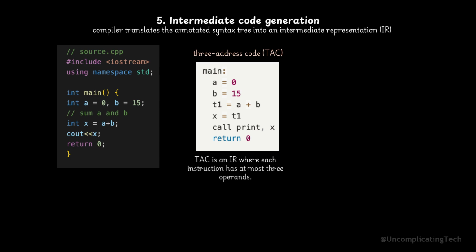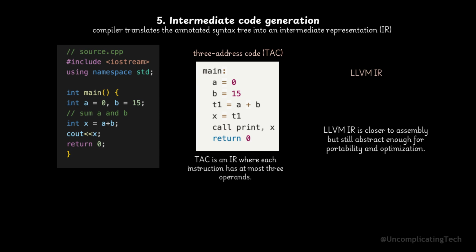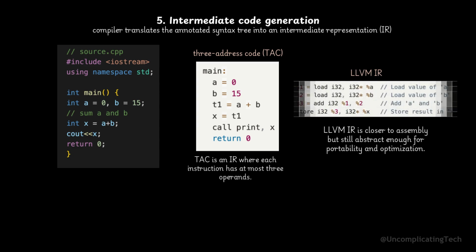The IR varies by compiler. Some compilers use 3-address code, while others use representations like LLVM IR. LLVM IR is closer to assembly, but still abstract enough for portability and optimization. For x = a + b, LLVM IR might look like this.